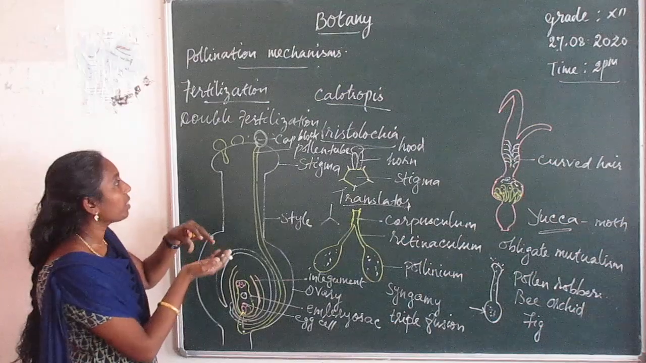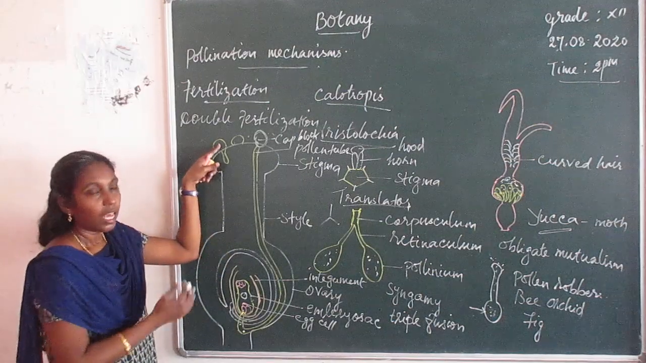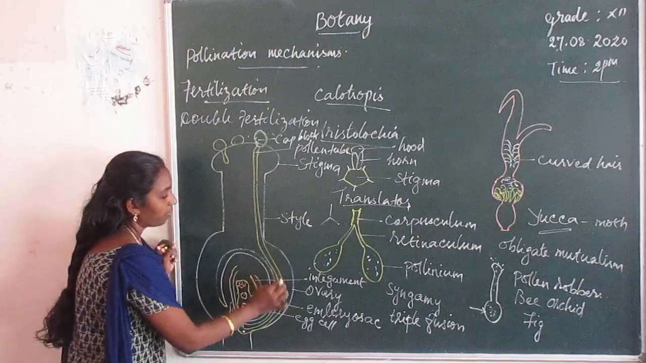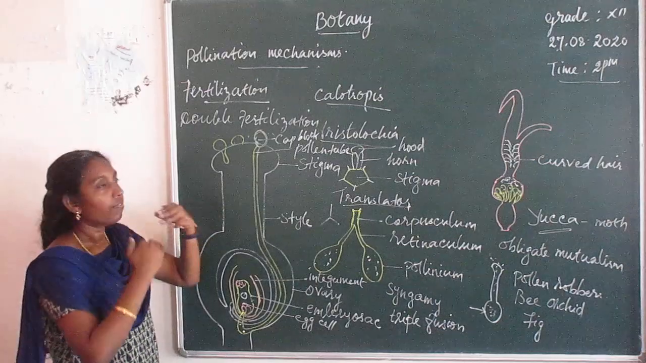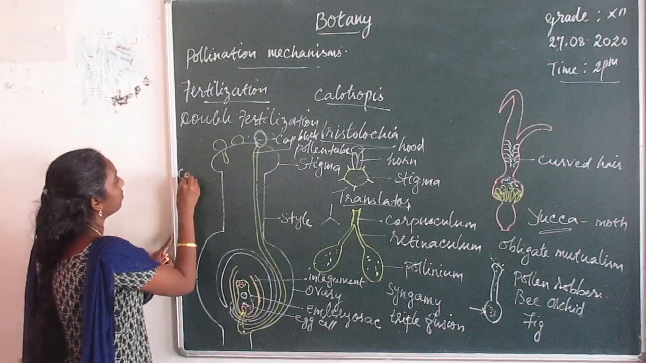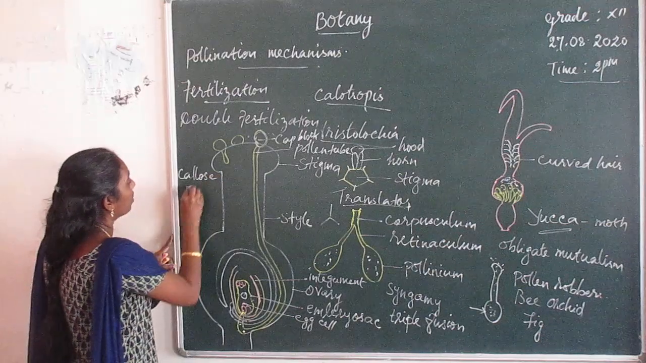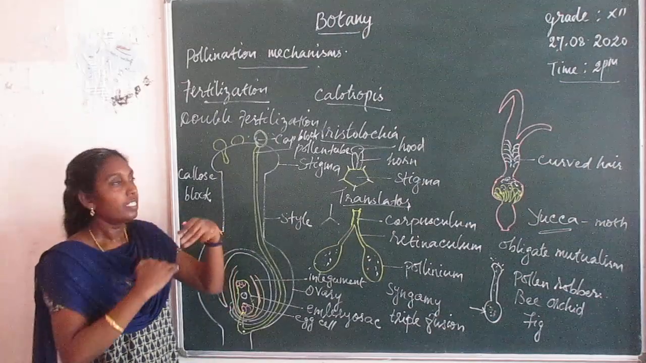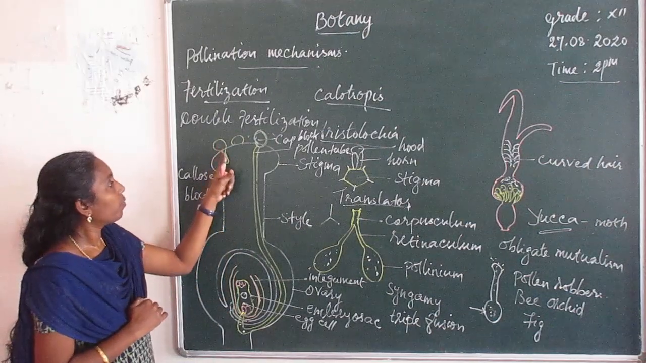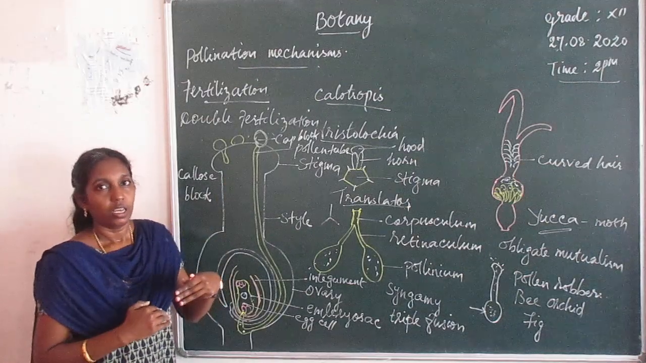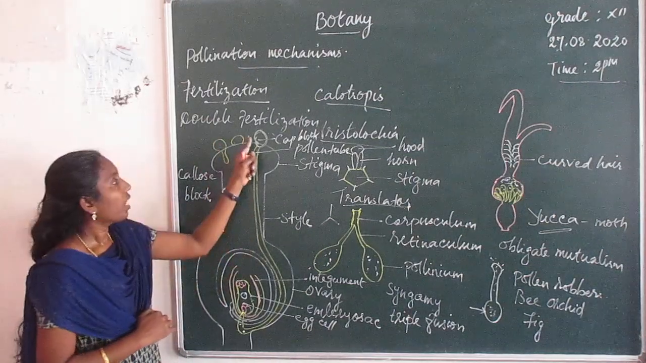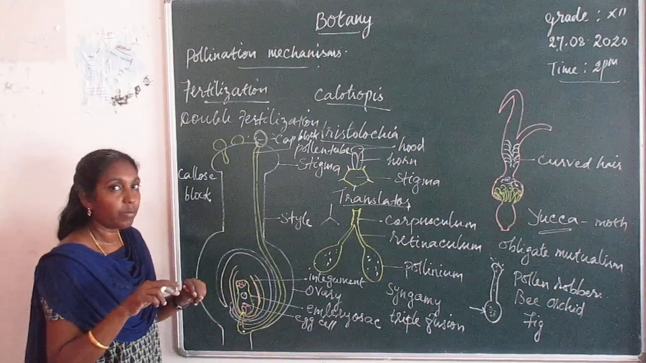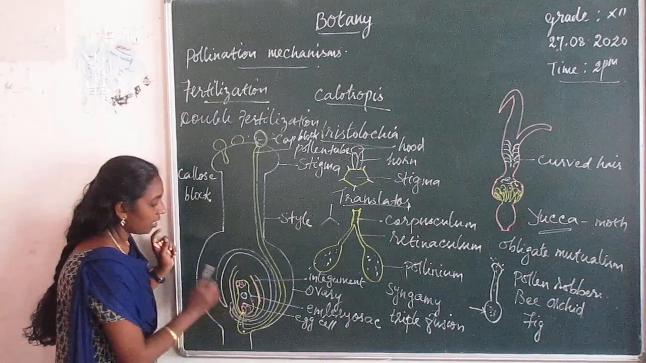All the cytoplasmic contents move towards the tip, and the rest of the part maintains a vacuole. This is cut off by a callose block. So this callose separates the extreme tip of the pollen tube and the vacuole of the pollen tube. So it elongates, and when it elongates, it carries two male gametes. The male gametes enter inside.